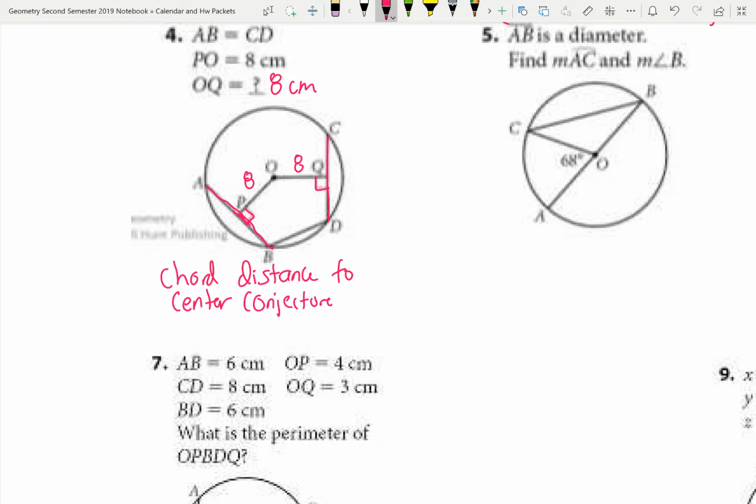That's from investigation 3: two congruent chords in a circle are equidistant from the center of the circle. So if we have two congruent chords, they are always the same distance from the center of the circle.